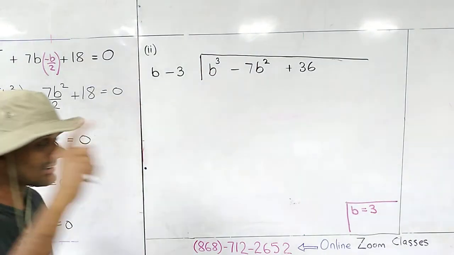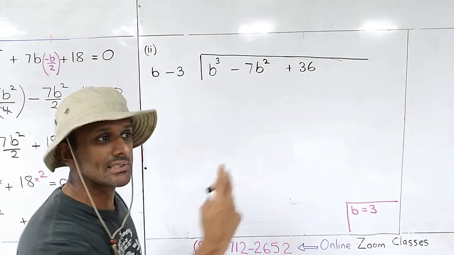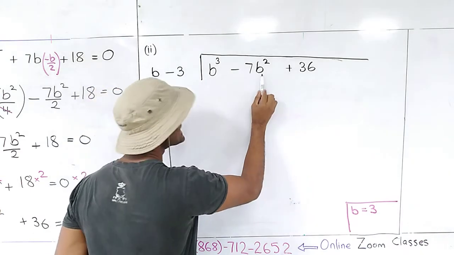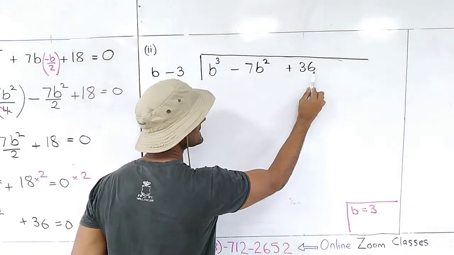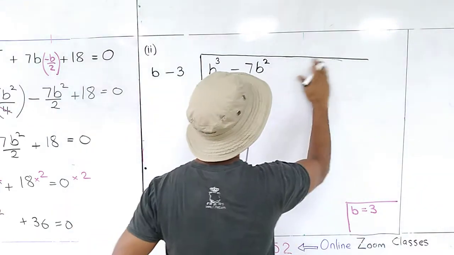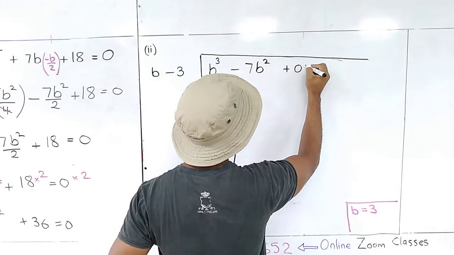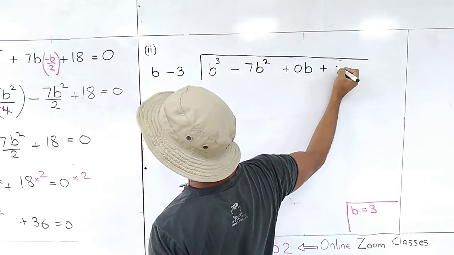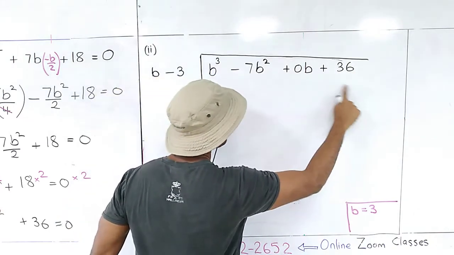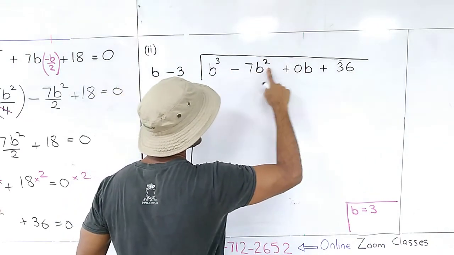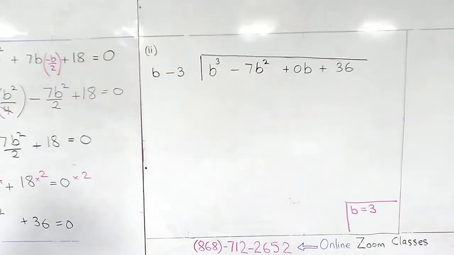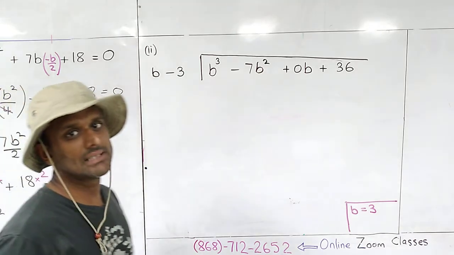But there's a trick. I keep telling you, I choose these questions because they have some sort of trick in them. You have b cubed, b squared, and then they skip to 36. You notice regular boring b is missing. For this to work, you must have a b: 0b plus 36. So it has to be in descending order of powers: b cubed, b squared, b to the power 1, and then b to the power 0, or no b at all. And then we begin to divide.